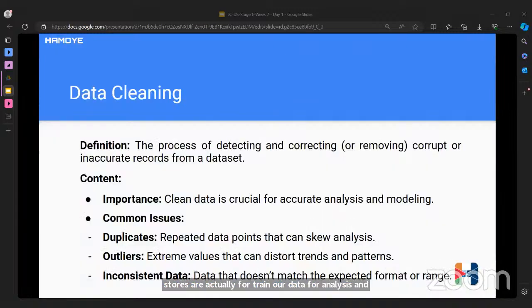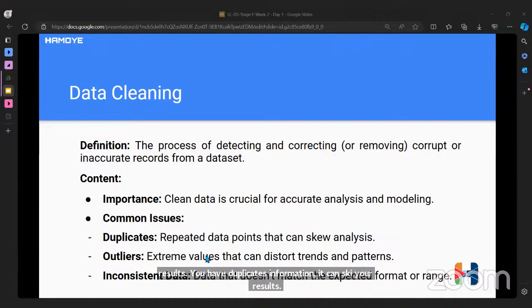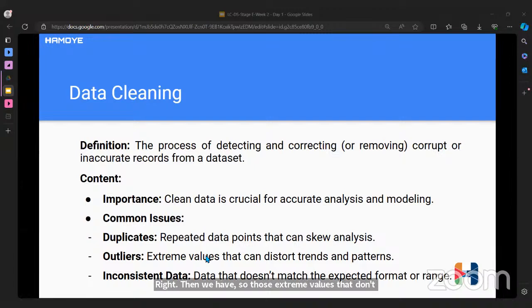So we have the data cleaning. We all know what it is. Data cleaning is about finding and fixing errors in our data sets, and clean data is essential for accurate analysis. Common issues we need to address include duplicates, outliers, and inconsistent data. Duplicates are repeated entries that can skew our results. Then we have outliers, those extreme values that don't fit the pattern of the rest of the data.